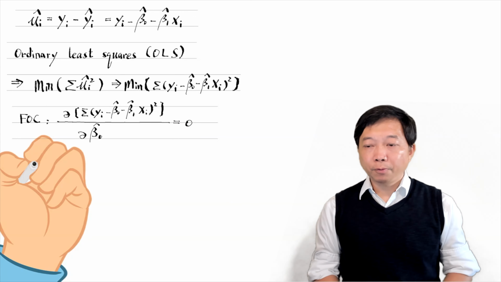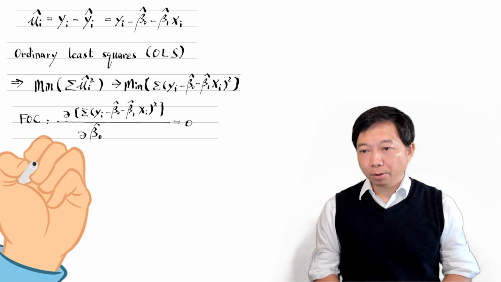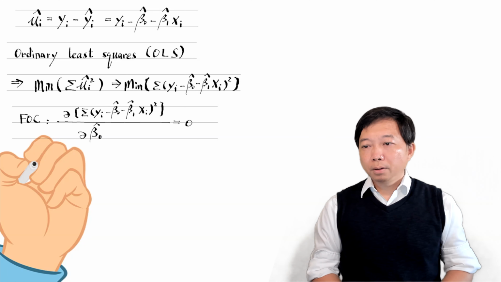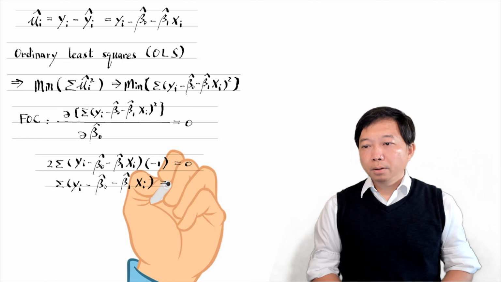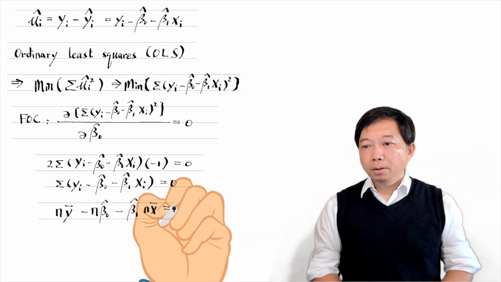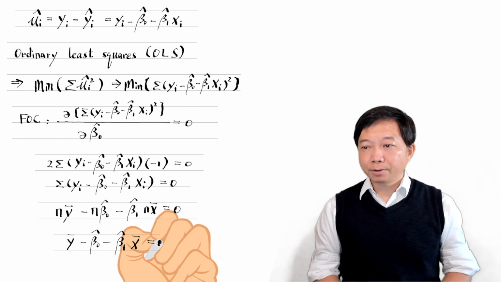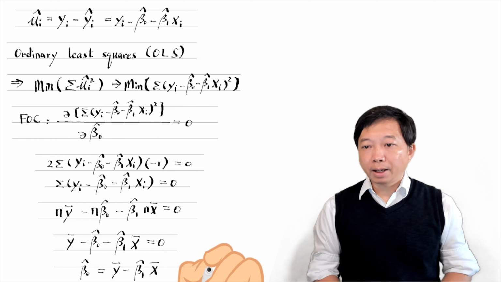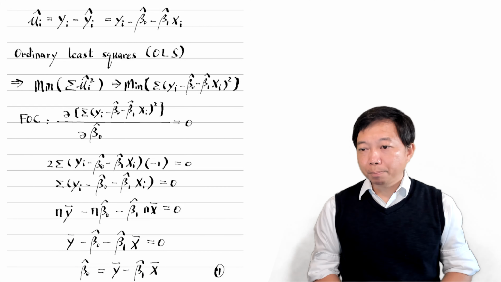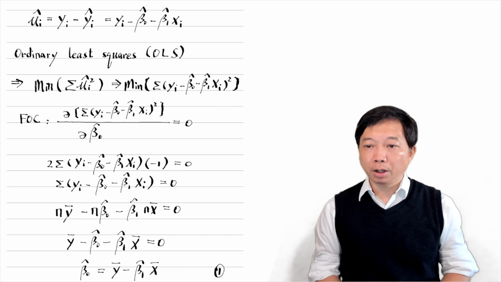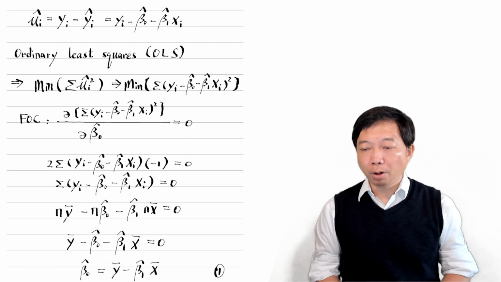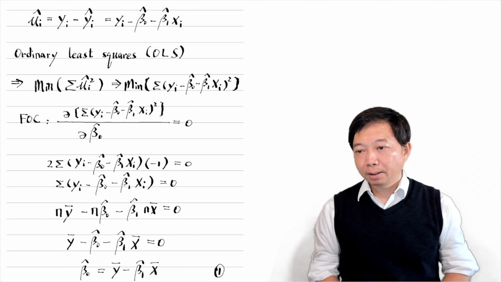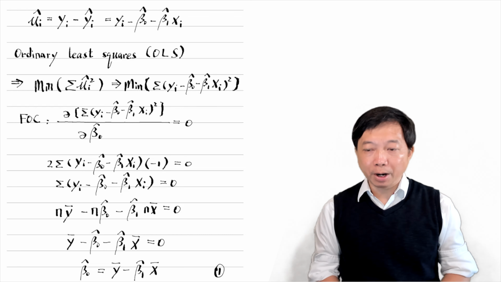The first one is as follows. The first derivative with respect to beta hat 0 is equal to 0. The solution is given as equation 1. It says the estimate of intercept parameter equals the mean of the outcome variable minus the estimate of slope parameter times the mean of the explanatory variable. It links the estimates of the two parameters.